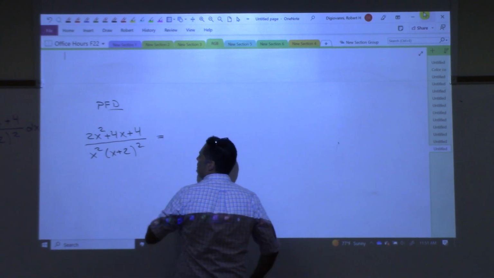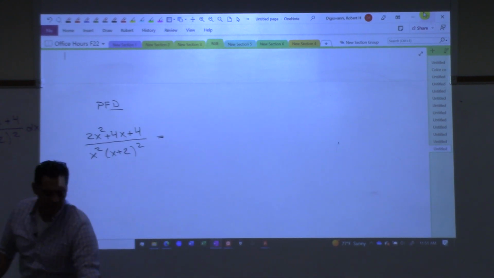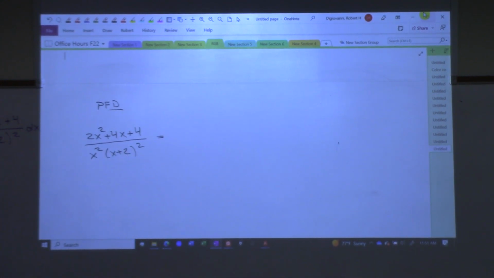And then that must equal, okay, let's identify the factors here. So this x squared, you can look at this two different ways. You can look at it as being the linear factor x being repeated, or you can look at it as a quadratic factor that's irreducible.